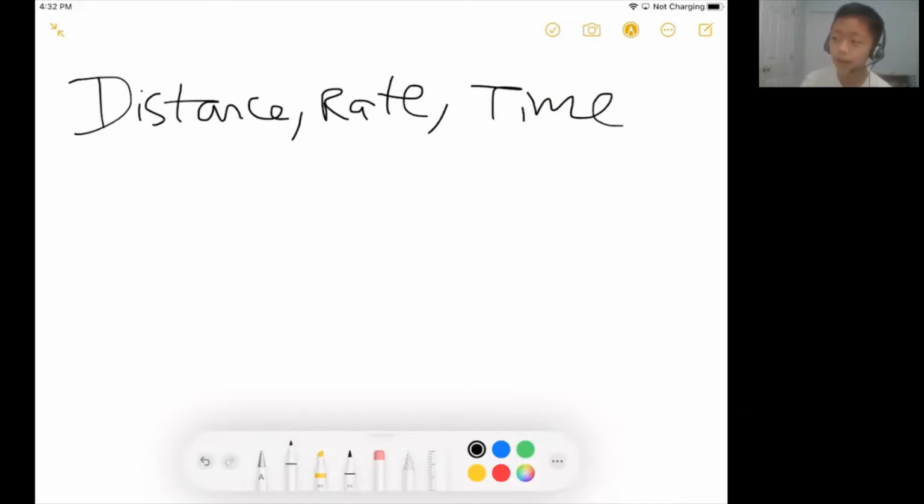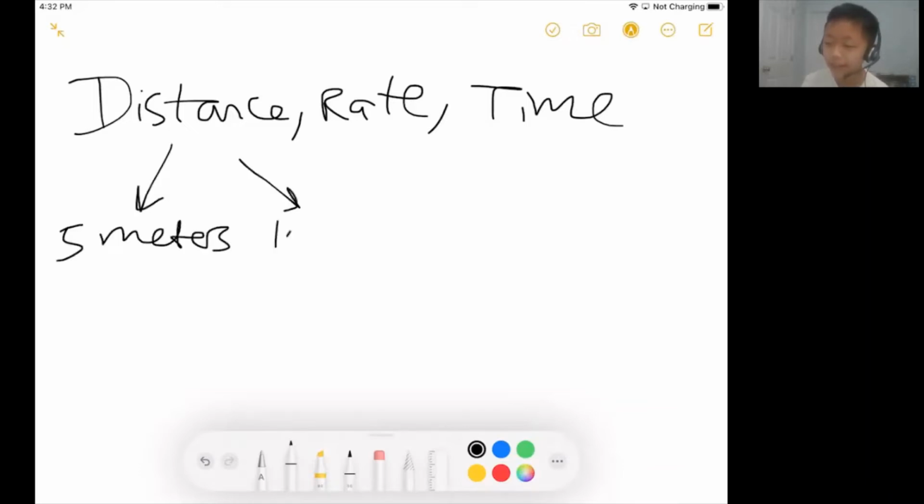Before we talk about what this basically means, let's first go through some basic definitions. I'm sure most of us already know the general ideas of what distance, rate, and time are, but just as a quick overview, distance is how far something travels. If an object moves 5 meters or 10 feet, that's a distance. These are examples of distances, how far something travels.